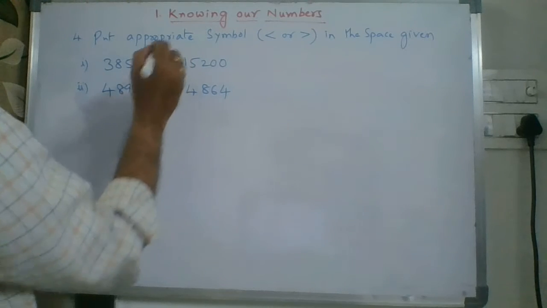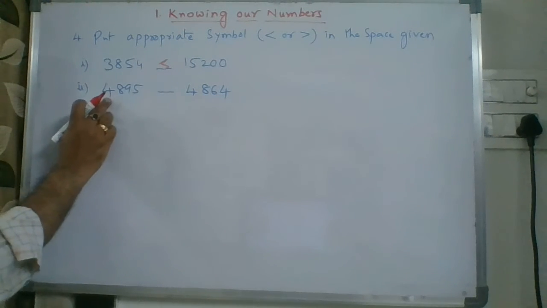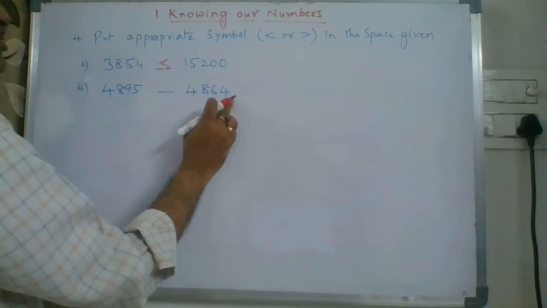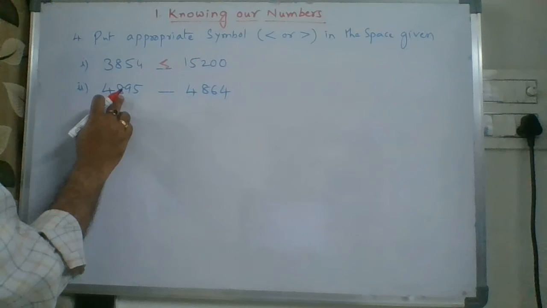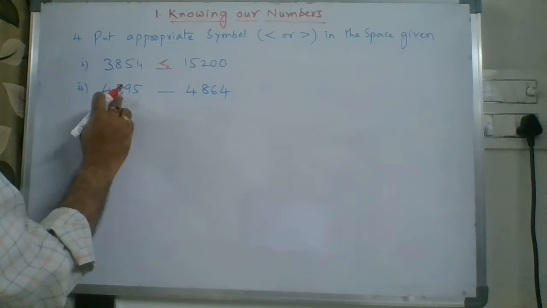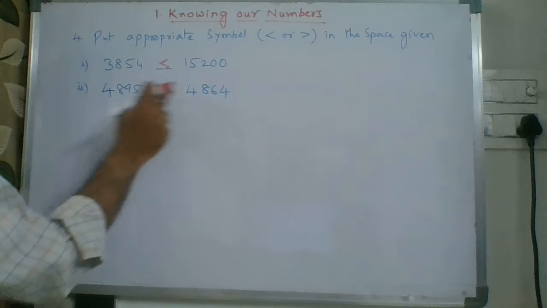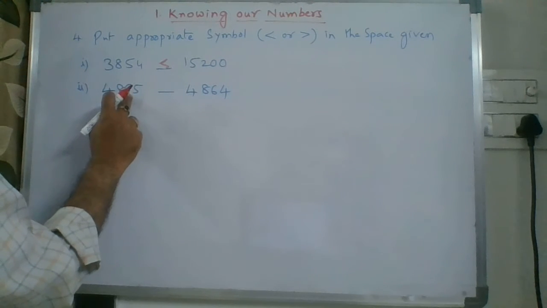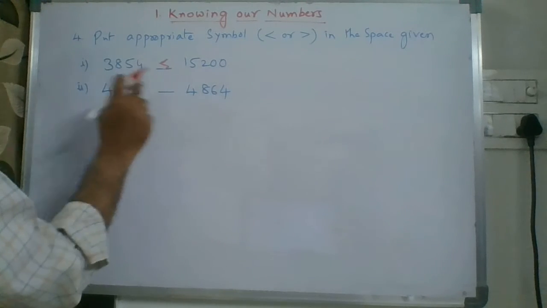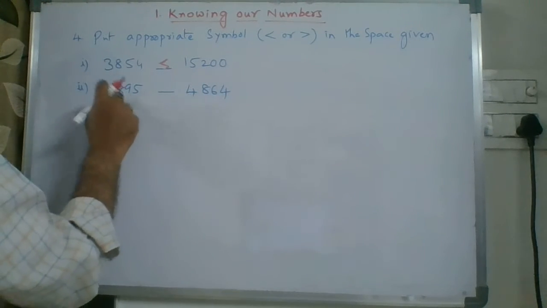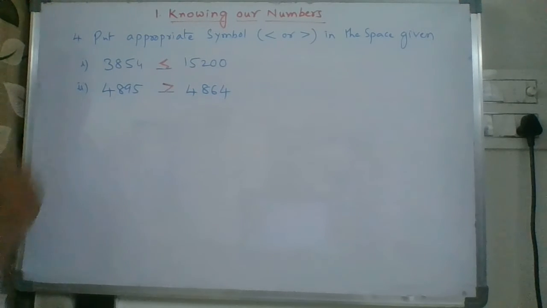And what about the second one? It has 4 digits, and this number also has 4 digits. So which is greater? It is next hundreds place. Both are having 8, and in tens place it is 9 and here it is 6. Therefore, this is greater and this is smaller. So because this is greater, we use greater than symbol. Okay.